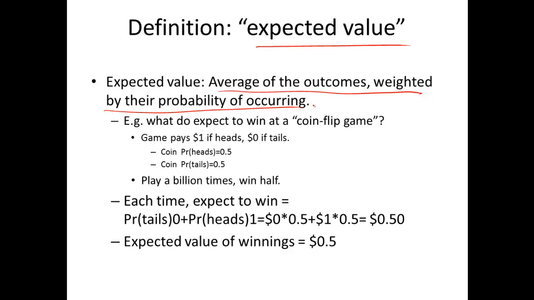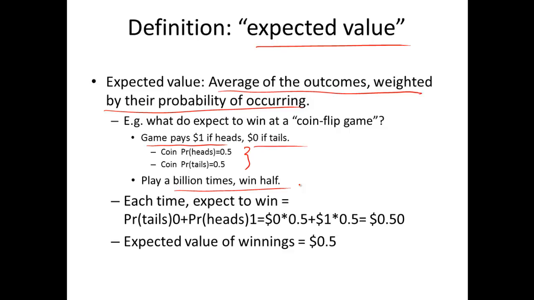So to see this idea, let's imagine a little coin flip game. And here's how this game works. It pays $1 if the coin comes up heads. It pays $0 if the coin comes up tails. Let's say it's a fair coin, so it comes up heads and tails half, 0.5, of the time for each. Let's suppose you were to play this game 1 billion times. Well, what would happen is you'd win half the time. That's sort of a way to think about probabilities if it's not already clear.